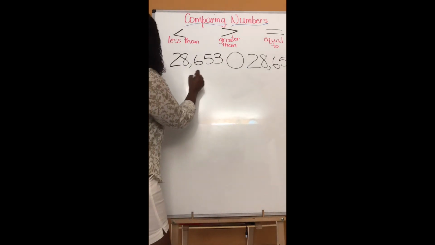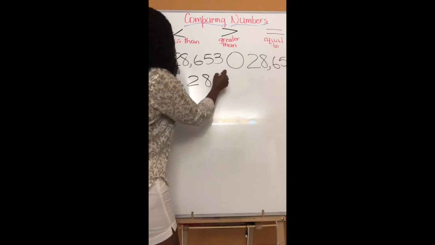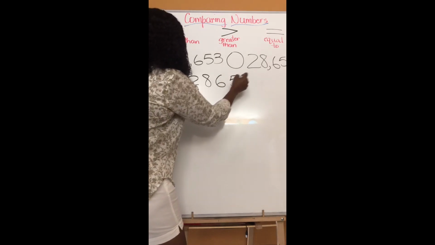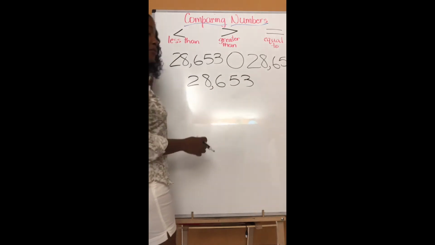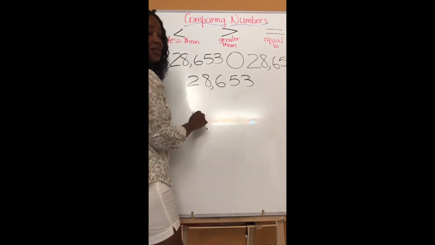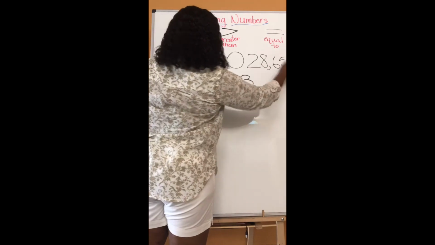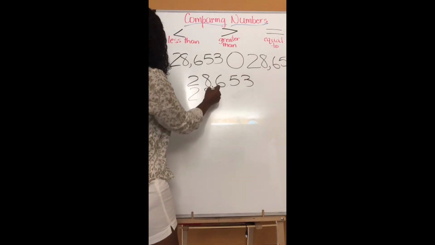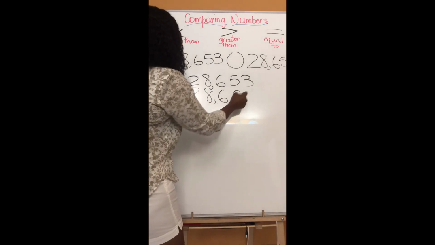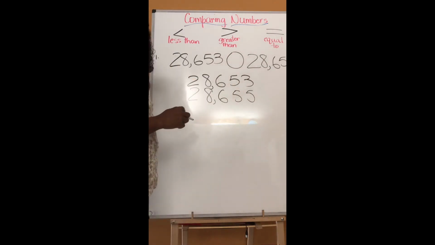So again, we're putting the digits over each other. So we are writing down our 28,653. That's 5 digits. And 1, 2, 3, 4, that's 5, 2. So we can go with our 2 under 2, 8 under 8, 6, 5, 5. Then we can begin comparing.